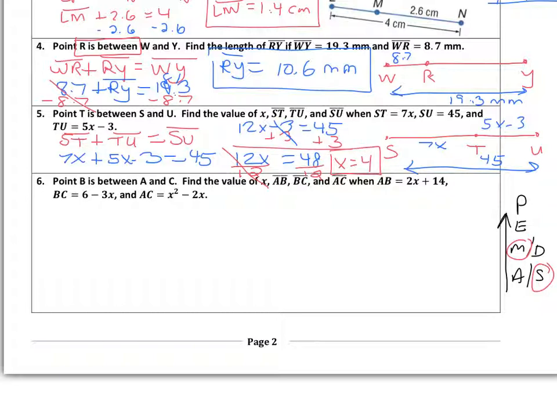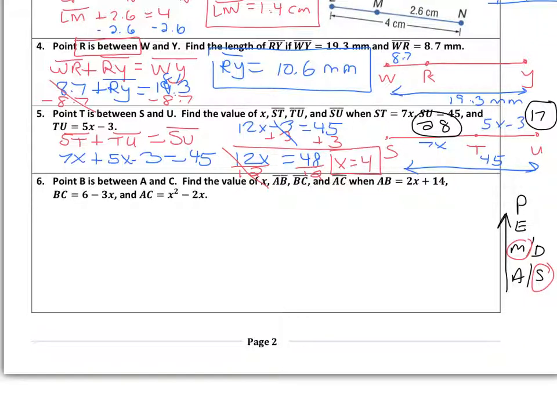Now, as we substitute in x equals 4, what do we get? Well, ST would be 28, or 7 times 4 would be 28. And 4 times 5 over here would be 20. 20 minus 3 would be 17. So at this point, it's a really good idea to check your answer. Does 28 plus 17 sum to 45? And it certainly does. So that's a really good approach to always checking your answer, because everything should work out here in your summation.